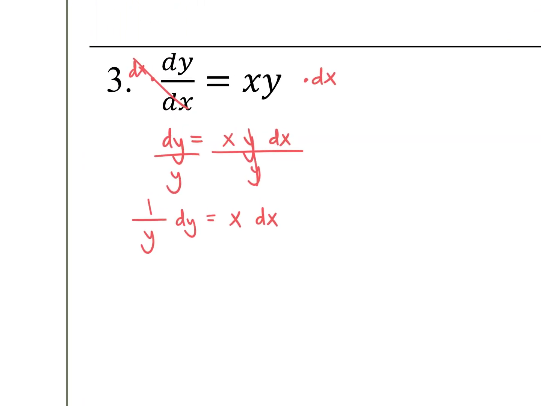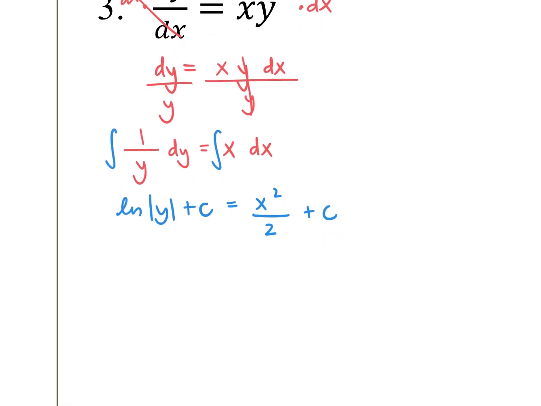Okay. Number 3, integrate 1 over y, integrate x. What is the integral of 1 over y? Natural log, absolute value of y plus c would equal x squared over 2 plus c. And again, I'm getting y by itself. So I'm taking the natural log of y is equal to x squared over 2, and then that c is still just going to be a constant there. We just moved it over.